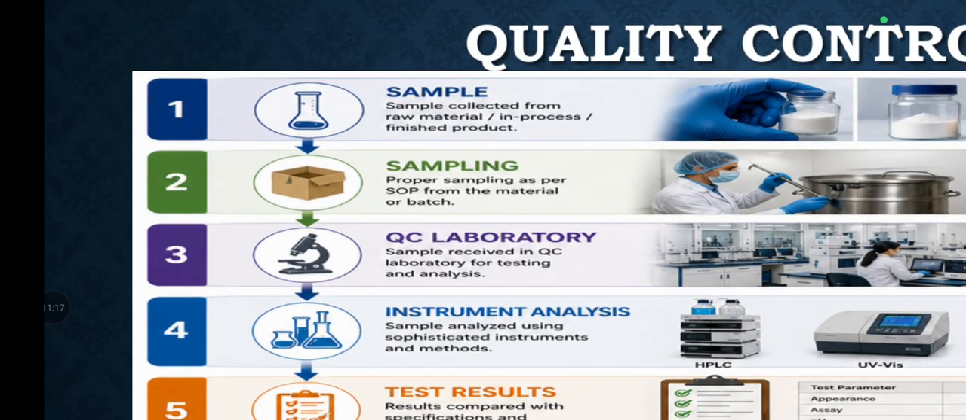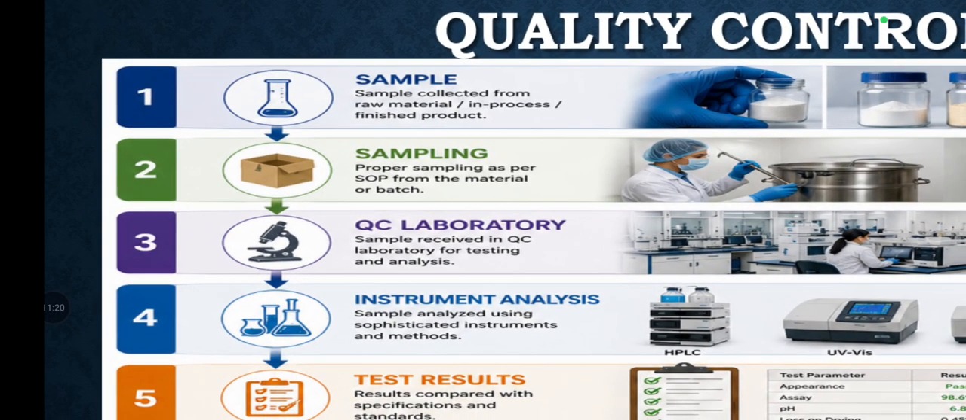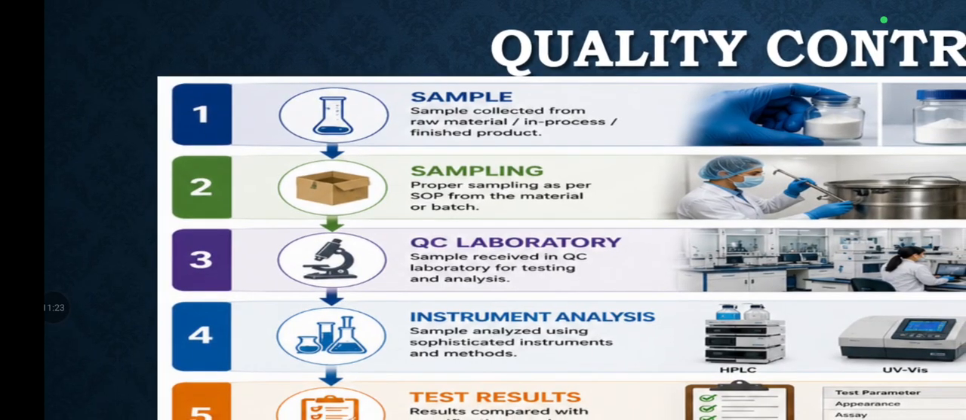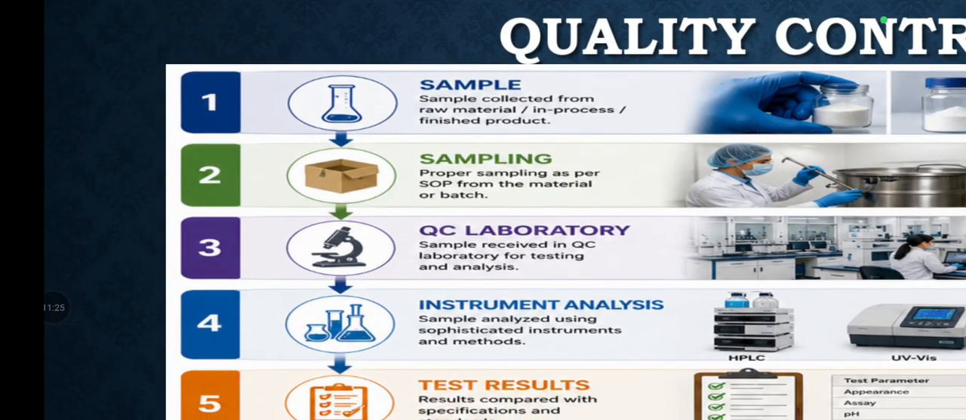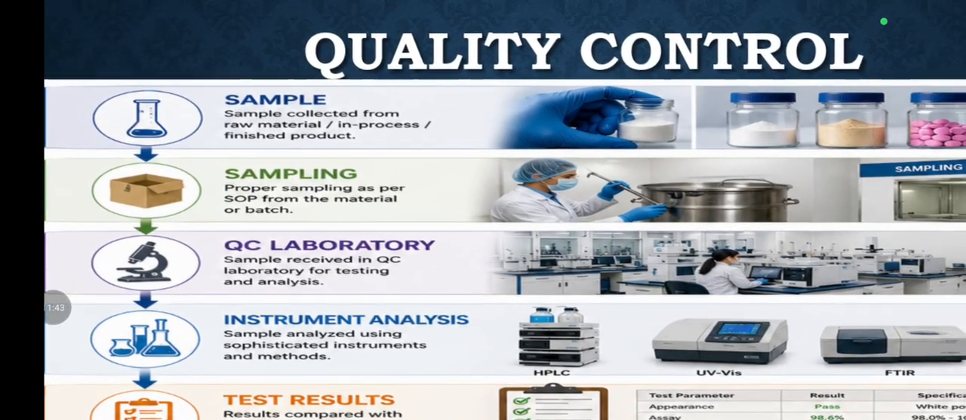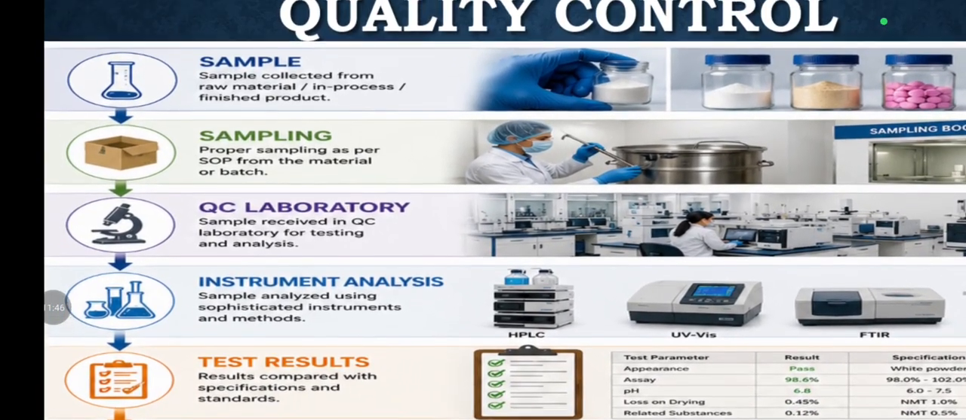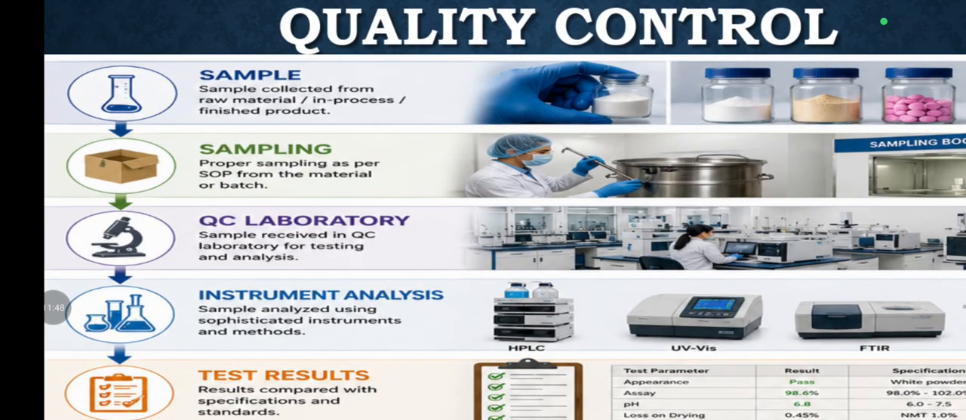How is it important? In quality control, the first step is collecting samples from the raw material, in-process material, and finished products. All samples are collected from the raw material, in-process stage, and the finished product for testing. After collection, the sample goes to sampling. Sampling is nothing but proper sampling as per the SOP from the material of the batch. The SOP mentions how the sampling procedure should be carried out.